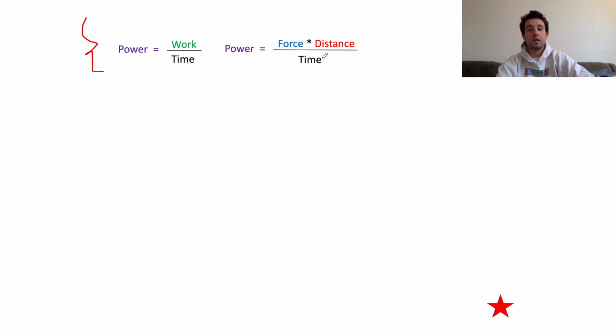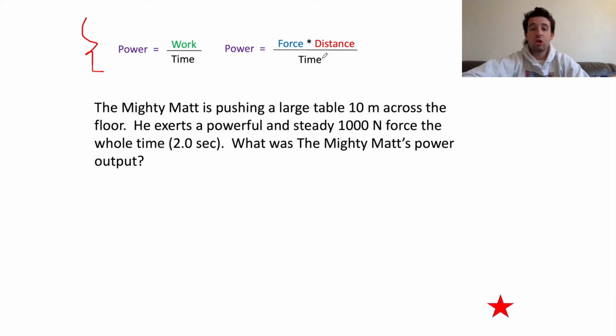Here's the question. It says, Mighty Matt is pushing a large table 10 meters across the floor. He exerts a powerful and steady 1,000 Newton force the whole time, and that time is 2 seconds. What was Mighty Matt's power output? If you'd like to try this problem right now, go ahead and pause the video and try it out. If not, follow along with me.